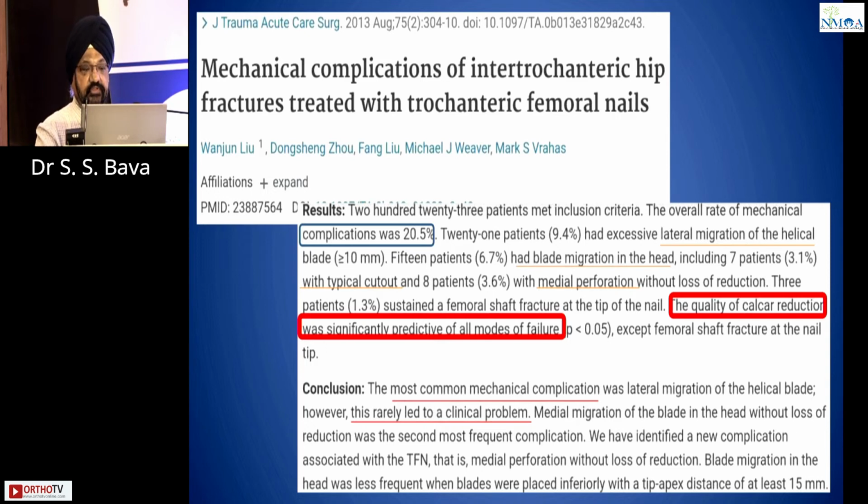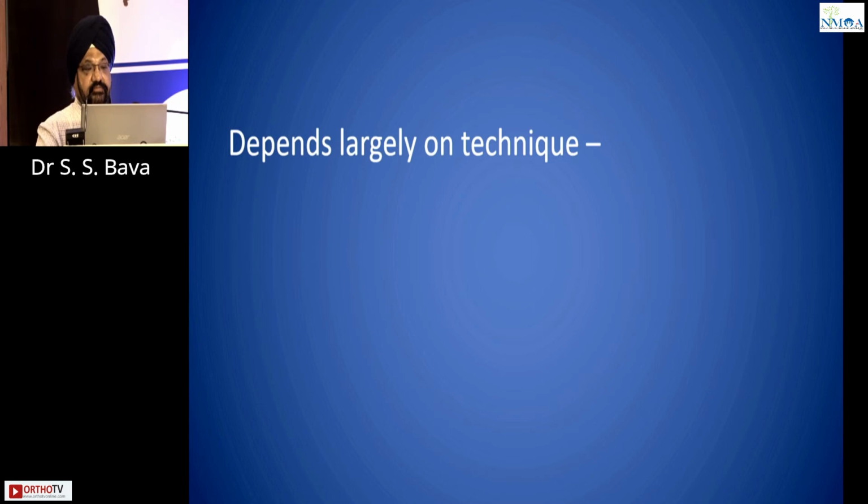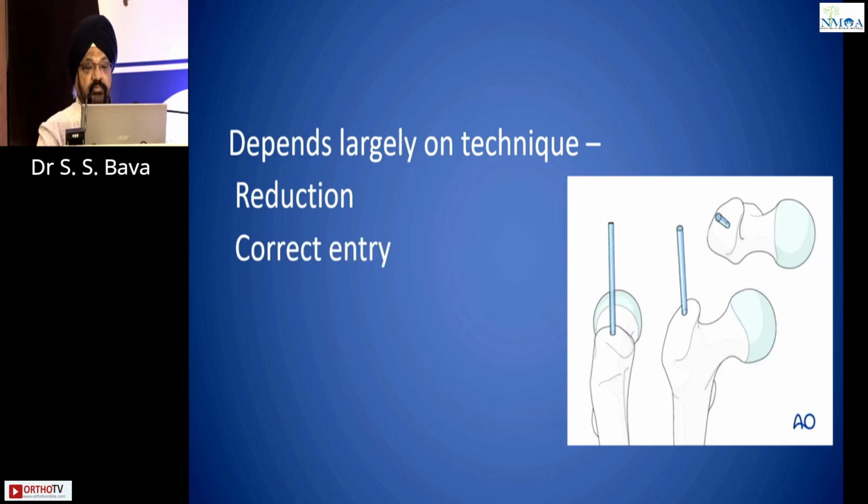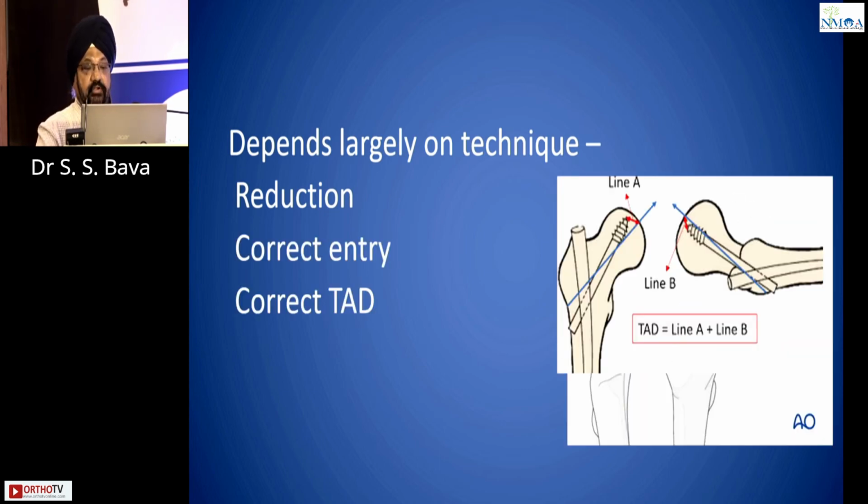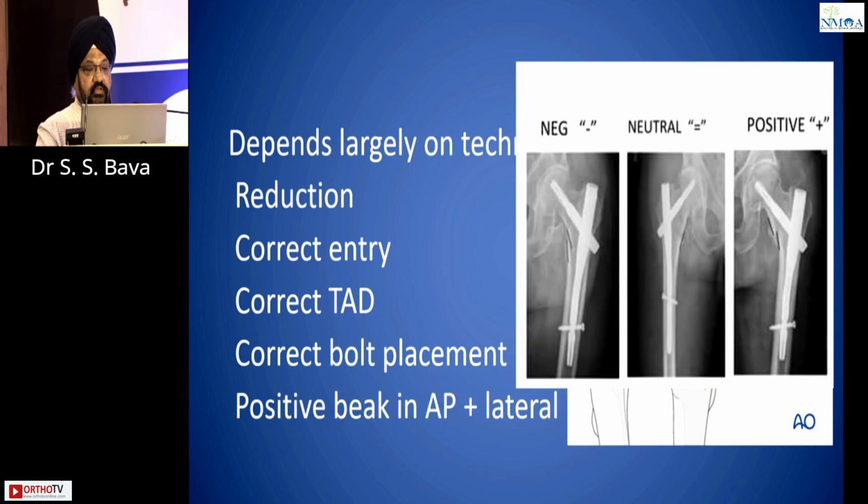So if your reduction is good, your failure rate will be much lower. Success depends largely on technique and reduction. If you achieve a good reduction and do PFN, the results are definitely good. You should especially operate as early as possible, within 2 to 3 weeks; after that, the results will be guarded. Correct entry point, and tip apex distance should be less than or equal to 25 millimeters, as you all know. Correct screw placement, a positive peak in the AP and lateral views.